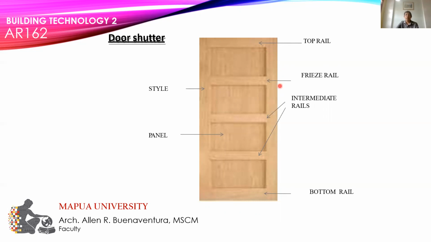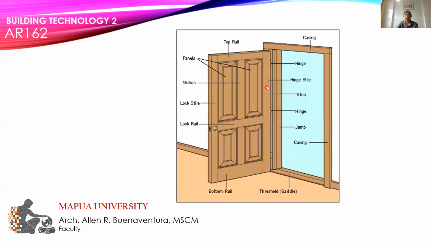So the top rail, as you can see in the door shutter. This is the top rail. This is the frieze or the rail. This is the intermediate rails. This is the panel. This is the bottom rail. This is the stile. So these are the components of a door shutter or the door panel. This is a typical door detail, as you can see in the drawing.